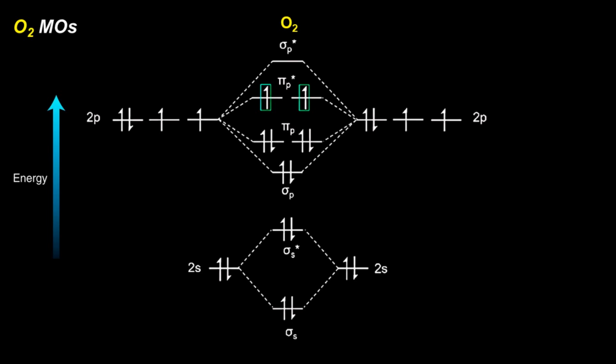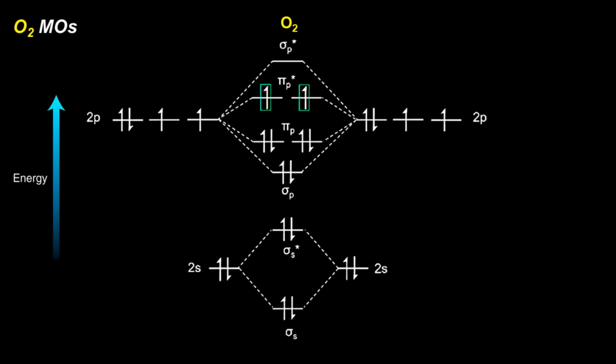The oxygen molecule has 16 electrons, and these electrons fill the molecular orbitals in order of increasing energy. The last two electrons end up in the antibonding pi star 2p orbitals, and here's why that matters. Because those orbitals are only half filled, oxygen ends up with two unpaired electrons. That's what makes O2 paramagnetic. It gets attracted to a magnetic field due to those unpaired electrons.